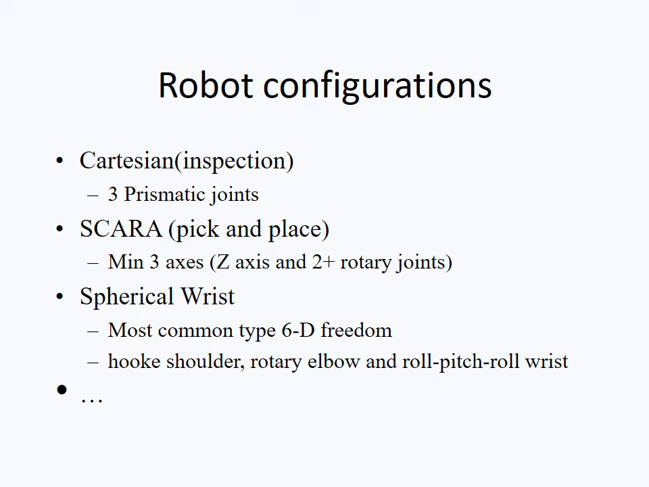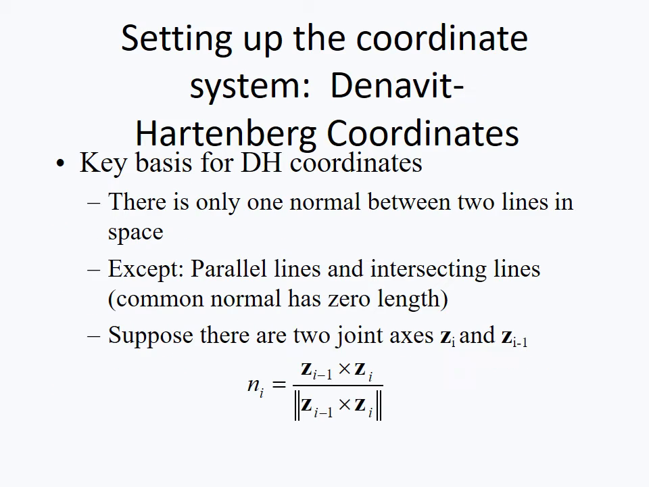Robotic configuration: we have a number of configurations, but here we are going to talk about three only: Cartesian, SCARA, and spherical.